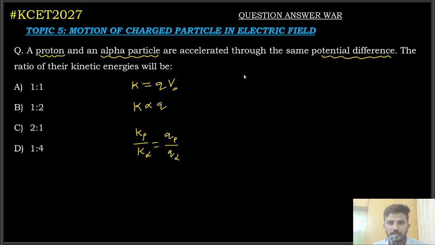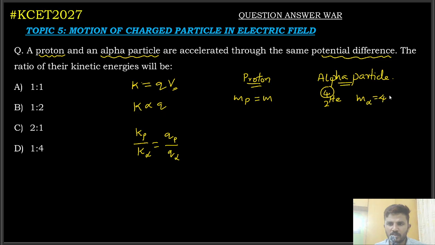Dear students, if I take proton this side and alpha particle this side, proton and an alpha particle. So what is the mass of the proton? Mass of proton, let us take it as mp, which is equal to m. What is the mass of alpha particle? Alpha particle is nothing but 2He4. So mass number is 4. So mass of alpha particle will be almost 4 times mass of proton. So I will write it as 4m.